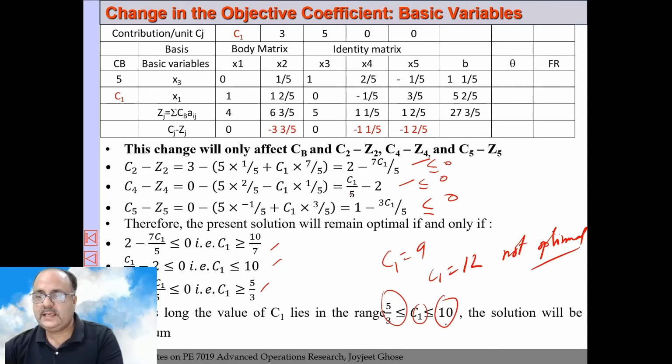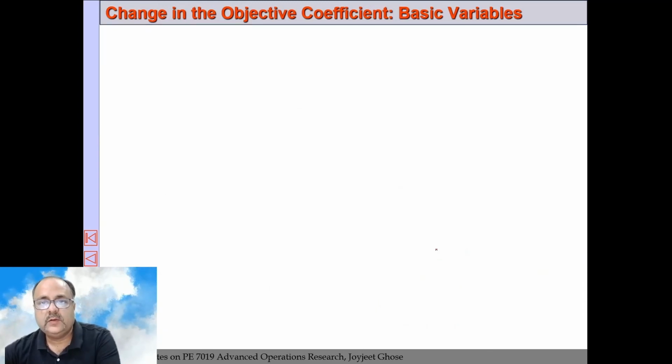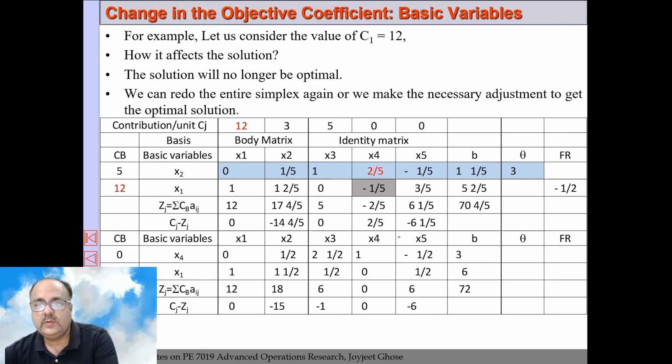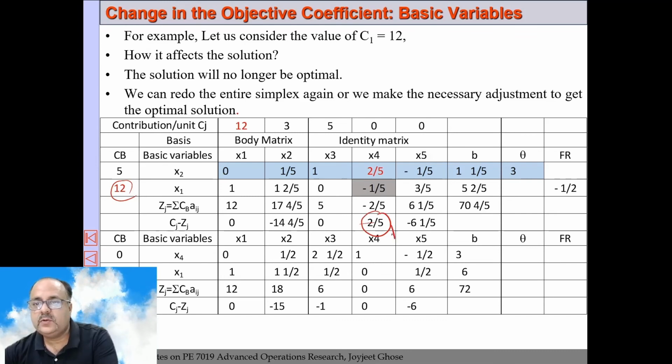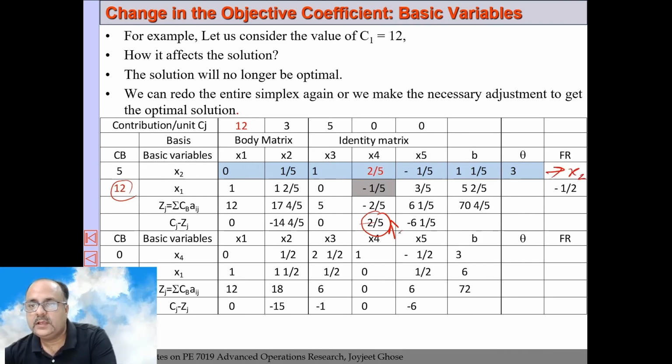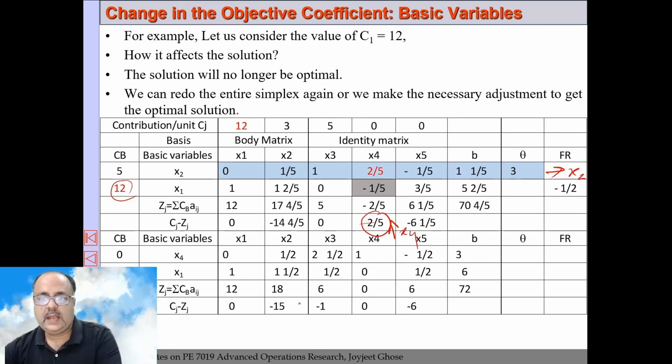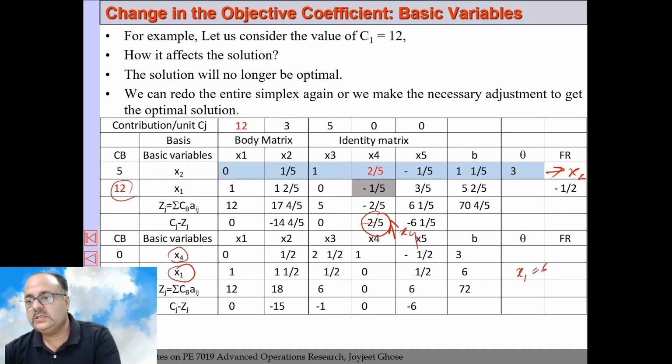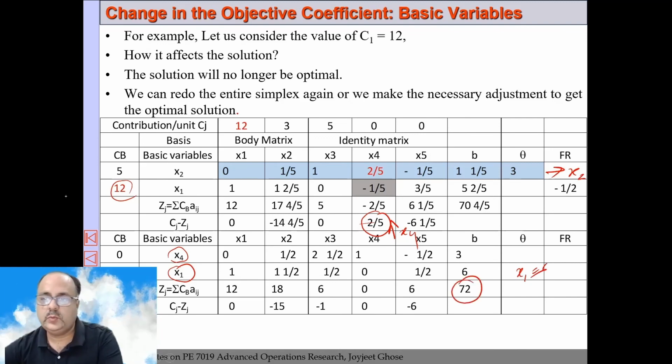So therefore, let's say if I change c1 to 12, then how do we find the optimal solution? Finding out the optimal solution, if c1 becomes equal to 12, then we'll check. So c1 I have changed to 12 here, so this comes out to be positive. So therefore x4 is the entering variable, and x2 is the leaving variable. Then we'll solve it and we find out that this is the solution, x4 and x1. So the solution is basically x1 is equal to 6 and z becomes equal to 72.